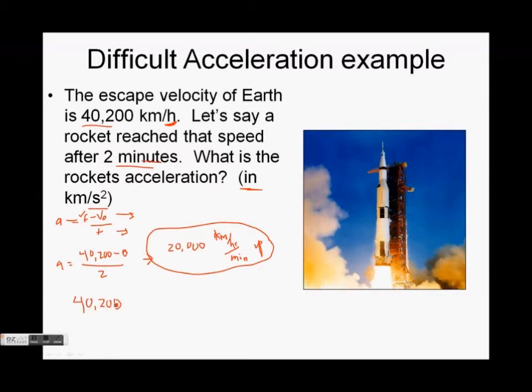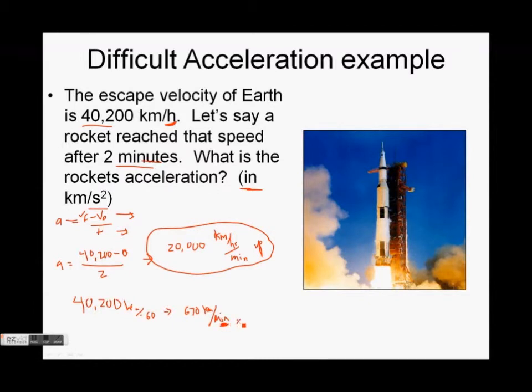So I had my number, 40,200, and I want to get it from hours into seconds. Do I want a bigger number or a smaller number? Well, I want a smaller number, right? Because it's not going to be going very far in a second compared to an hour. So I'm going to divide by 60, and I get 670 kilometers per minute. So 670 kilometers per minute is the same as 40,200 kilometers per hour.